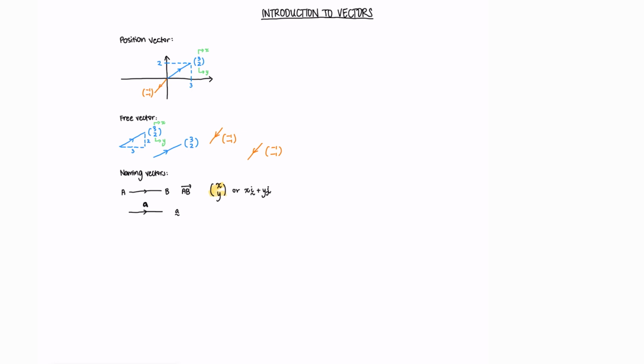Additionally, for any column vector (x, y), we can also represent it in terms of xi plus yj. i is just a unit vector (1, 0), and j is just a unit vector (0, 1). There are also 3D vectors where we have (x, y, z), which is xi plus yj plus zk. This is the same thing except that this is a 3D vector with 3 dimensions.